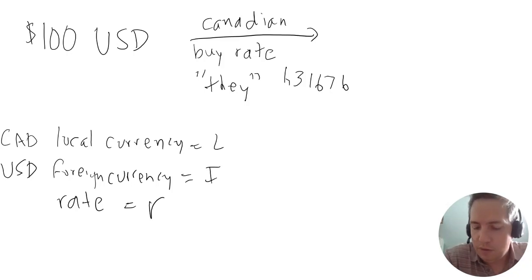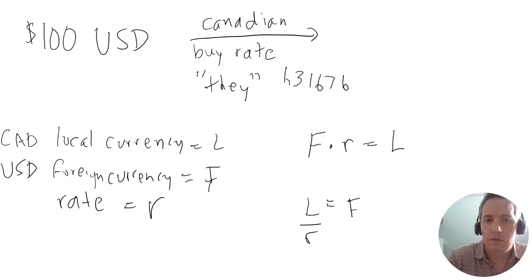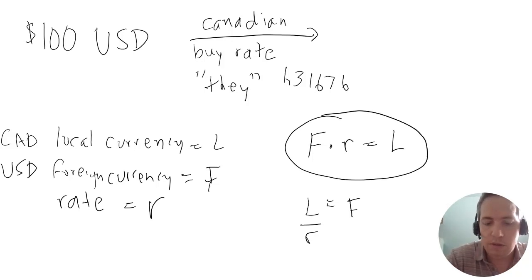Now the formula looks like this. There are two formulas. If we take the foreign currency and multiply it by the rate, this gives us the amount of local currency. The other formula is that if I want to go backwards, I can take the local currency and divide it by the rate, and this gives me my foreign currency. Now in this particular scenario, we want to use the first formula. We want to take the foreign currency and multiply it by the buy rate, and that will give us the local currency.